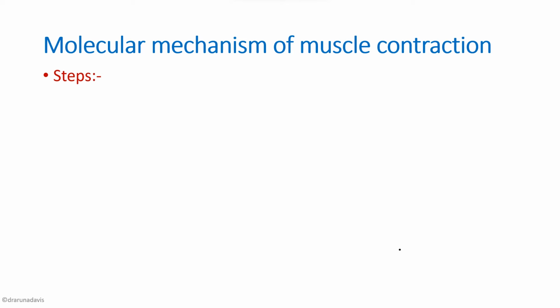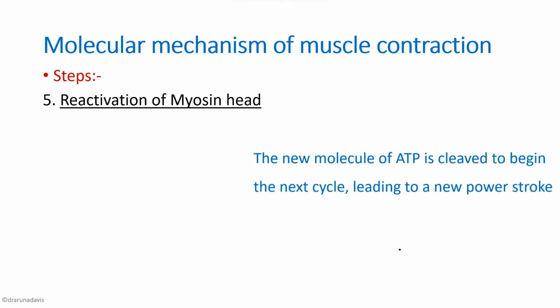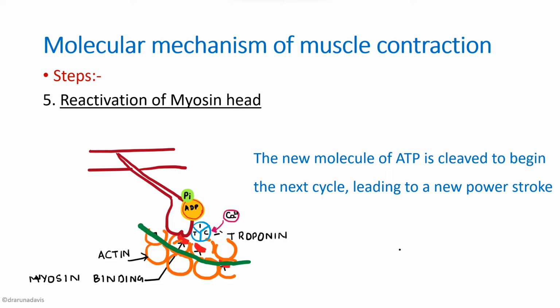Moving on to the next step, reactivation of the head of myosin. Now as the ATP has bound to the myosin head, it will again be converted to ADP and phosphate, and the myosin will return to its extended position. Then the cycle will again repeat. So that is the fifth step, the reactivation of the head of myosin, and again the cycle will continue. So these are the steps of muscle contraction.